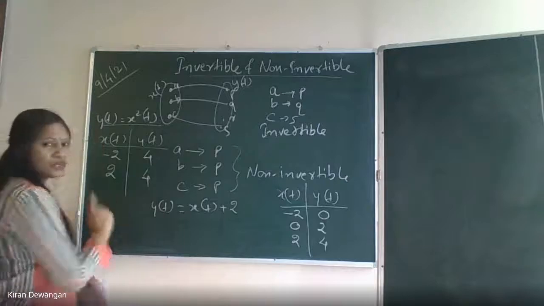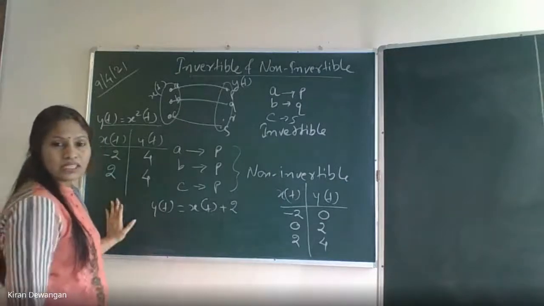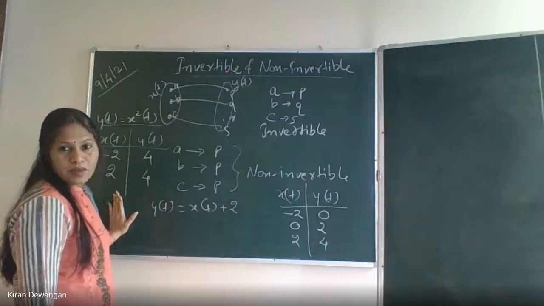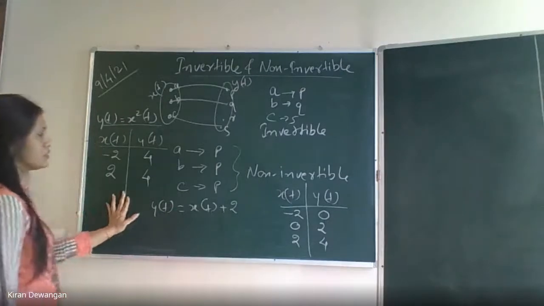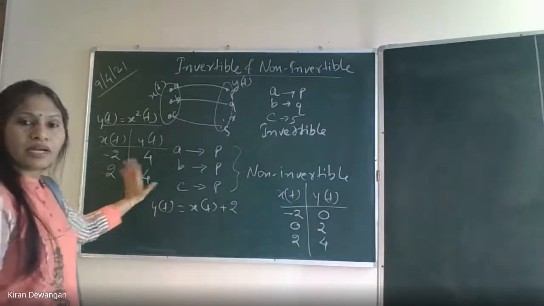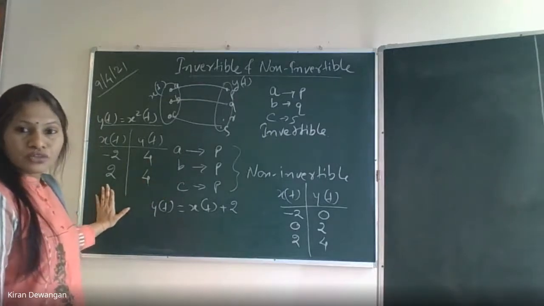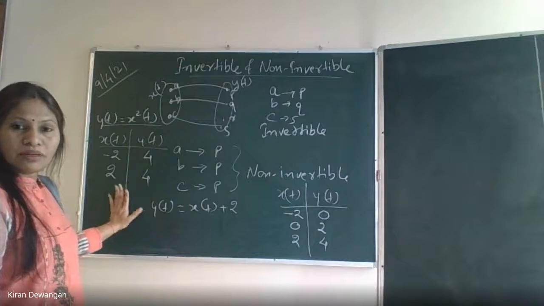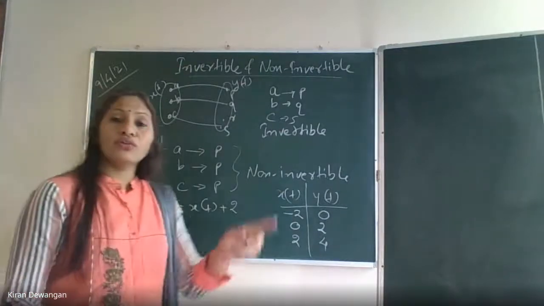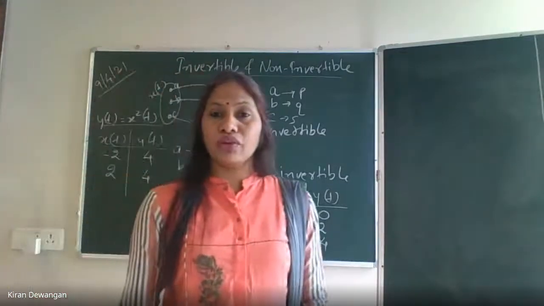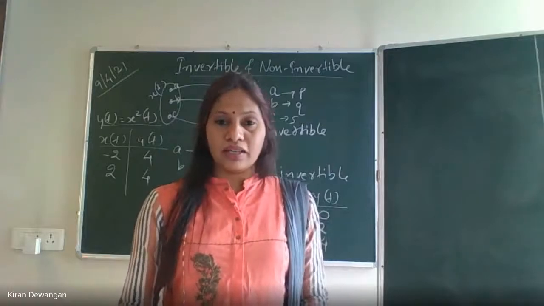So what kind of system is this one? This one is a non-invertible system, because for a certain set of inputs I am getting a common output, so the system is a non-invertible system. So the concept of invertible and non-invertible is clear, I guess. That is how you have to check in the question that was given to you as an assignment.